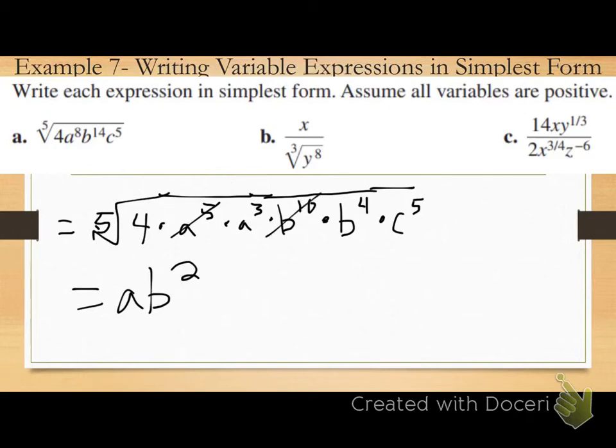Can I take the fifth root of b to the 4th? No, that'll stay. And what's the fifth root of c to the 5th? C, very good. Whatever I was not able to pull out, I'm just going to keep it under my fifth root.